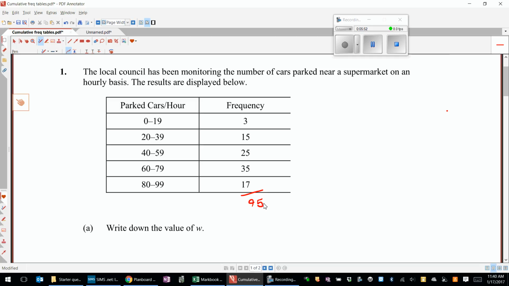So, what would you say about the amount of cars that tend to park near this supermarket? If you had to make some kind of conclusion. Is it a busy supermarket area? It can be. Why would you say that? No, I don't think so. You don't, again, why would you say that?